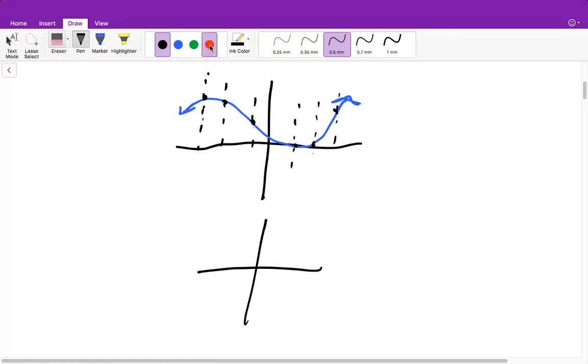However, if I were to draw this red graph and we do the vertical line test on this, here it intersects at two different points. That tells me that one x value generates two y's. So this one is not a function.